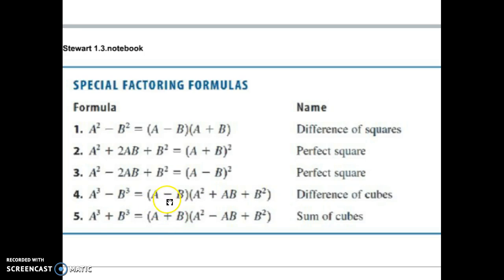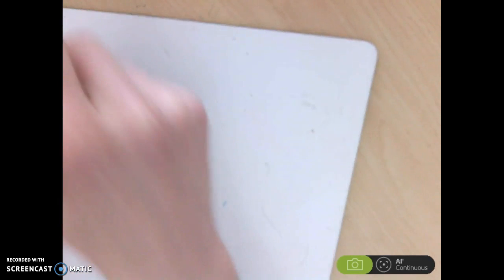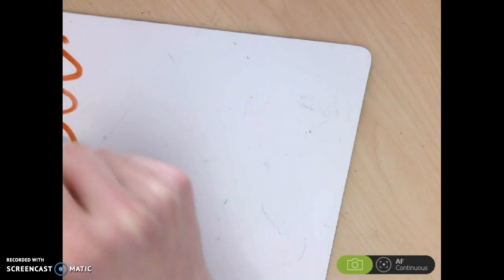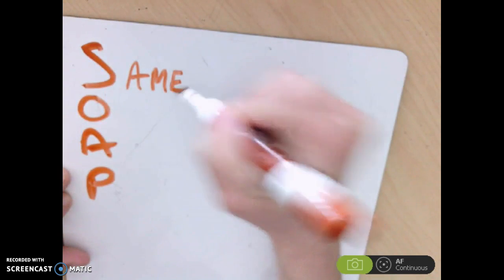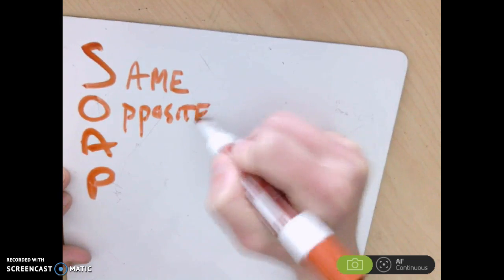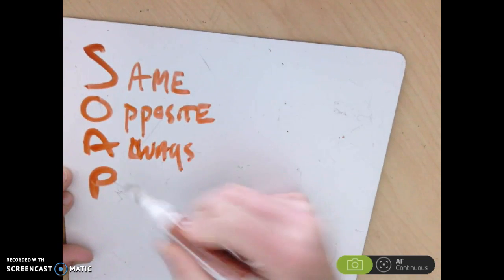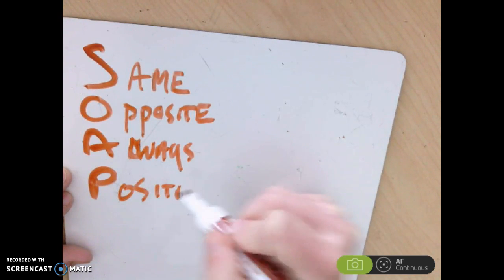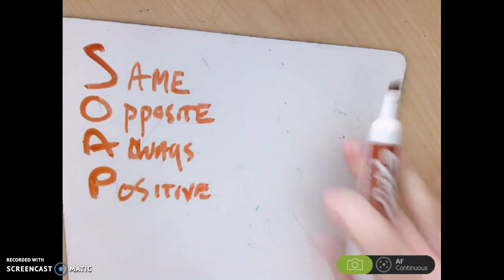Okay, and the acronym that we're going to use is SOAP. I'm going to write that over here. So I'm going to use SOAP. S-O-A-P. Same, opposite, always positive. So, same, opposite, always positive.